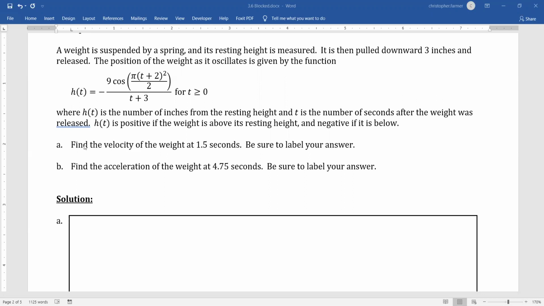Once we've done that and we have the velocity function, to find the acceleration we're just taking the derivative of the velocity function and evaluating it at 4.75. That's it. Okay, so this is one of those things that's easier said than done. It's not a huge new idea, but you can see here that taking the derivative of something that looks like this is a little bit involved.